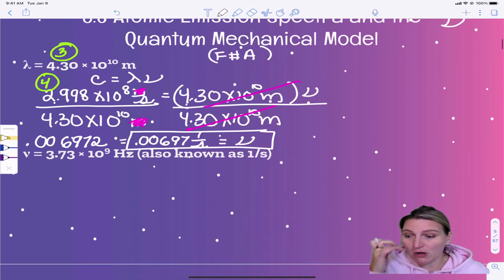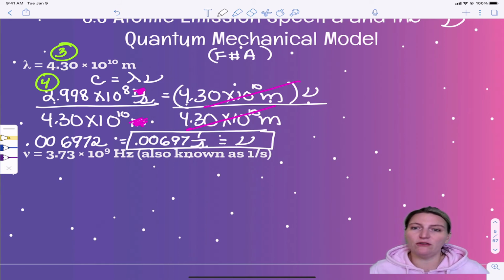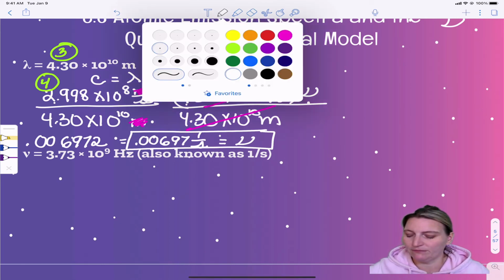I have 2 more of these problems. If you think you've got it, you can pause the recording now, do the problems, and then check your answer, or you can just keep following along with me. The next question, I give you the frequency, 3.73 times 10 to the positive 9 hertz. Hertz are another way of saying 1/seconds.